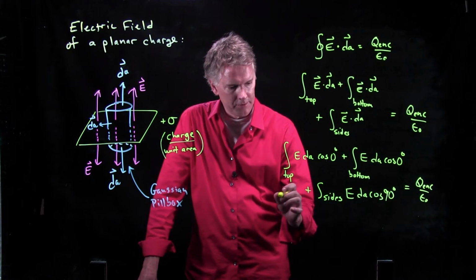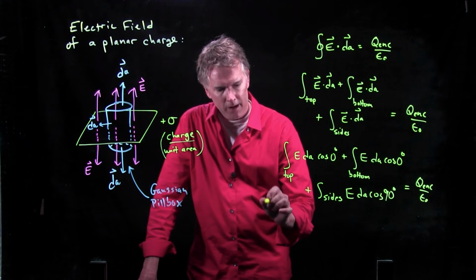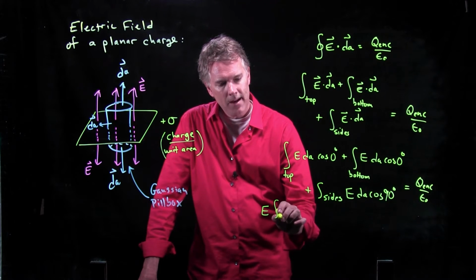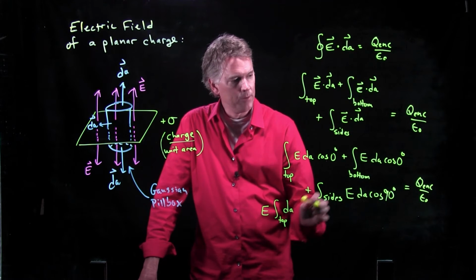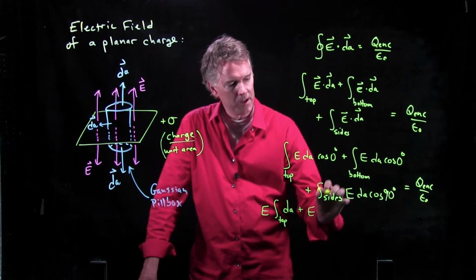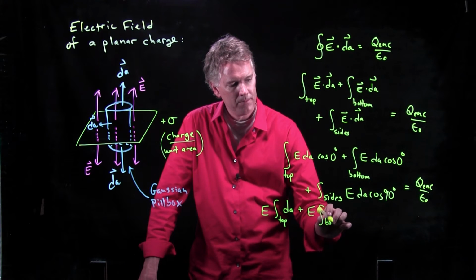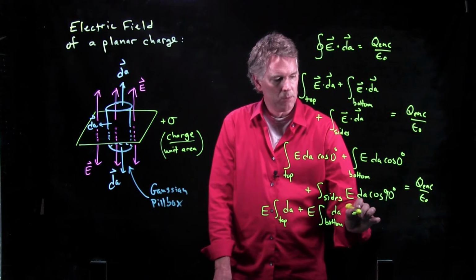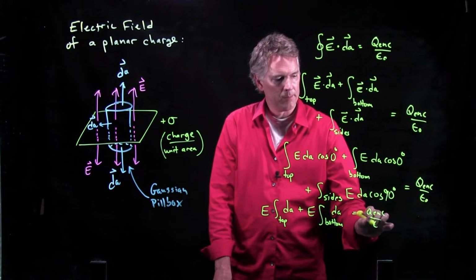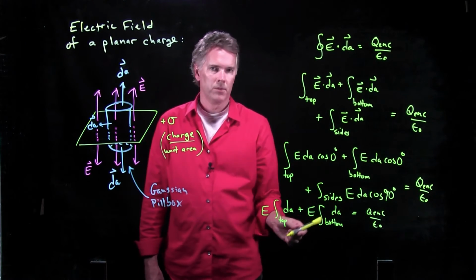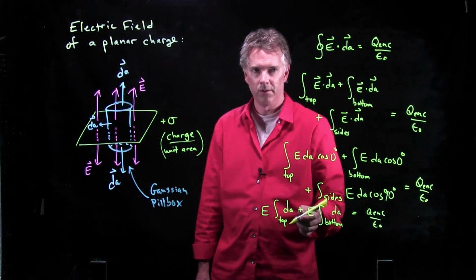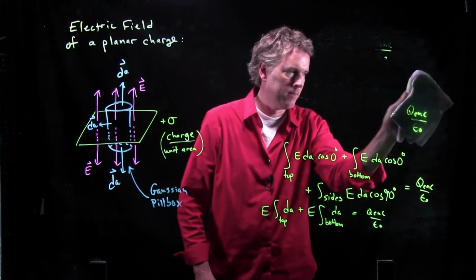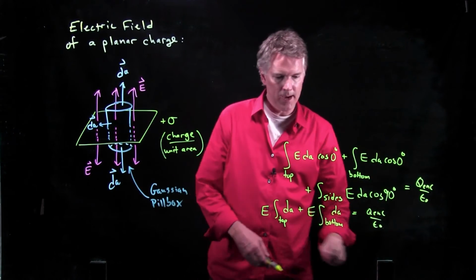All right, let's finish this up. This first one, we can pull E out of the integral. It is constant. And the integral over dA for the top is left. We have E times the integral over the bottom of dA. And all of that is going to equal Q enclosed over epsilon naught, because this last term goes away. Cosine 90 degrees is, of course, 0. All right, let's make a little room up here at the top. And we'll go back up.